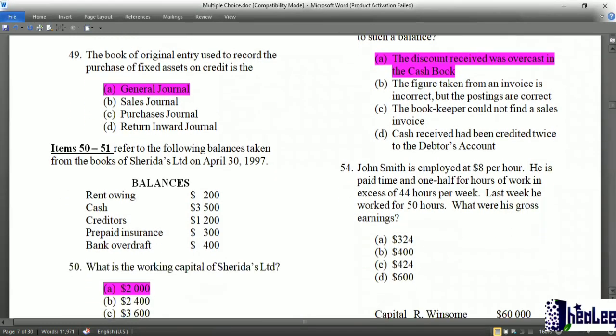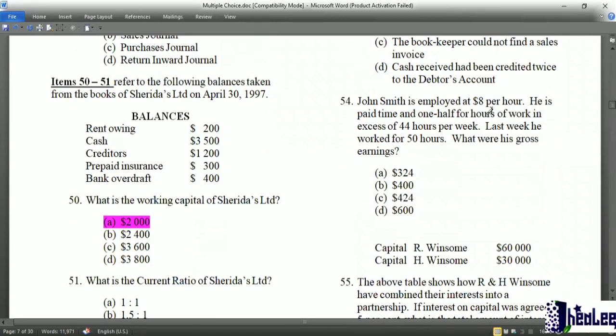Number 54, John Smith is employed at $8 per hour. He is paid time and a half for hours of work in excess of 44 hours per week.